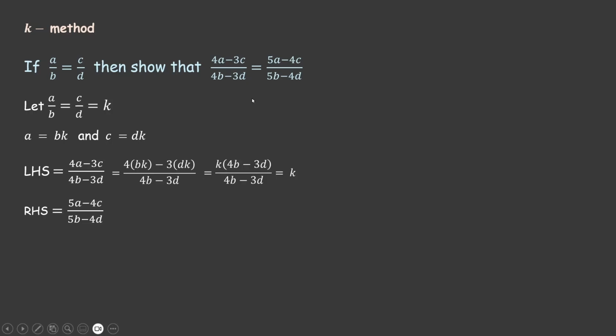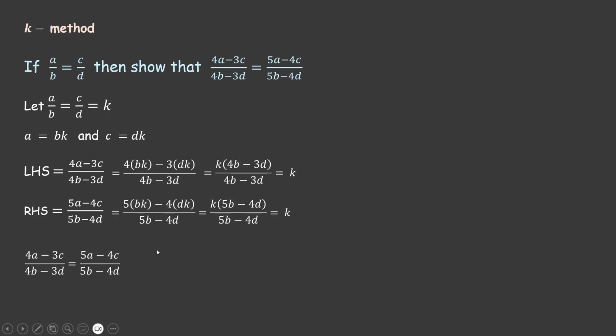Now similarly, let's take the right hand side. Once again, we'll substitute the values. Take k as common. This cancels out. Once again, we are only left with k. So we see that the left hand side is equal to the right hand side and these are equal. Let us look at one more problem.